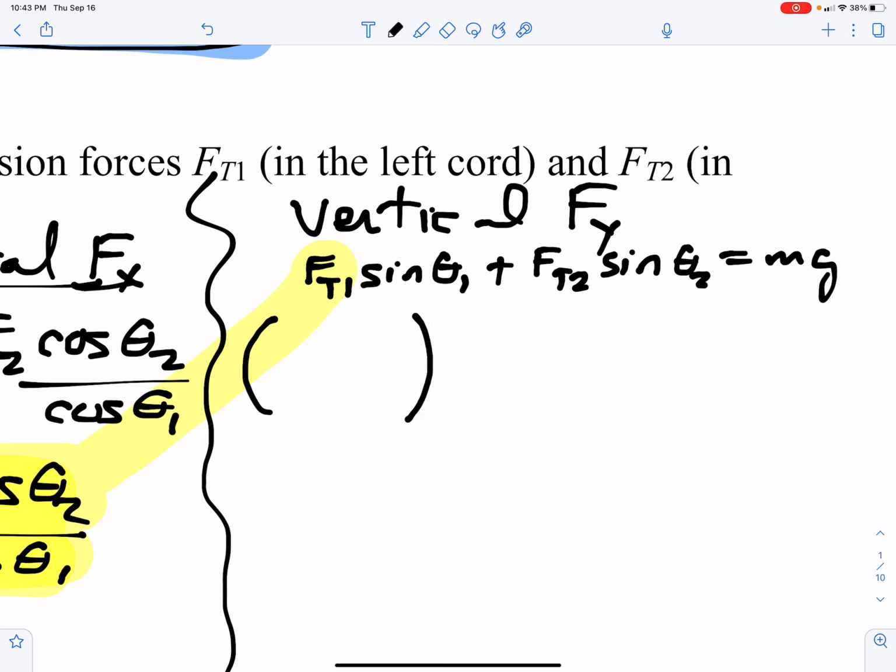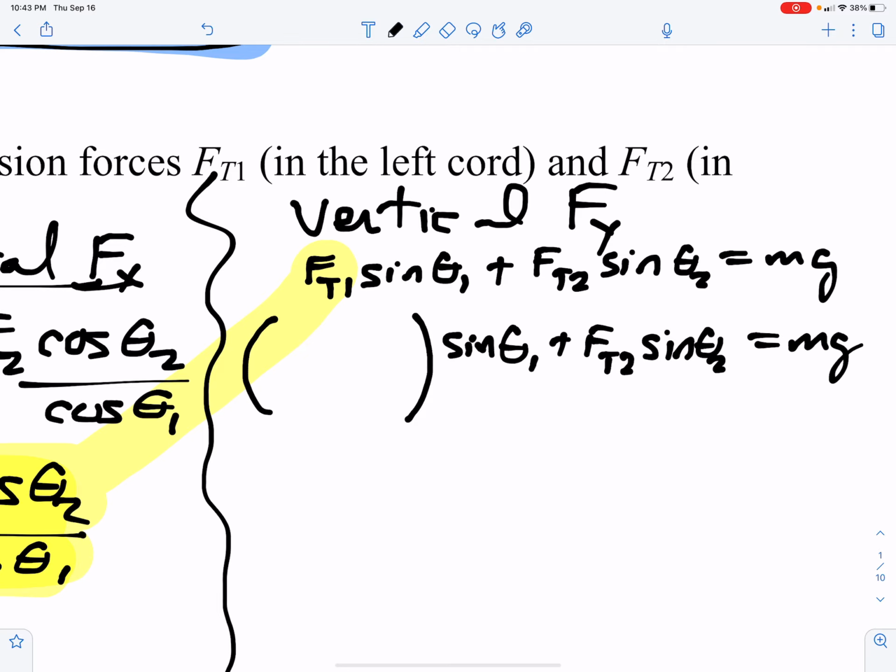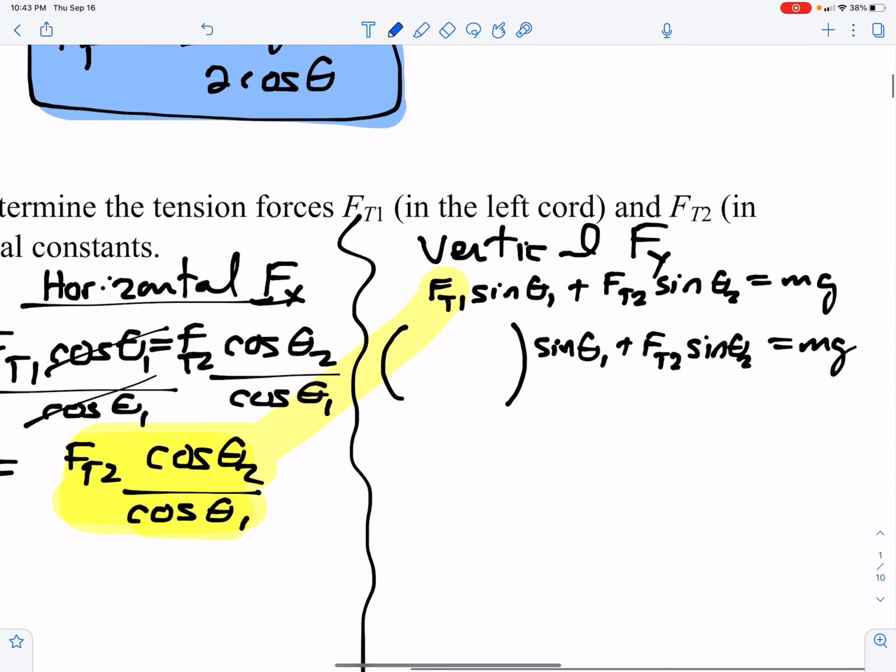I'm going to recopy everything else outside the parentheses and I'll substitute tension 1 inside the parentheses. So I've got times the sine of theta 1 plus F_T2 sine of theta 2 equals mg. And the value of tension 1 that I'm plugging in there is F_T2 cosine of theta 2 over cosine of theta 1.